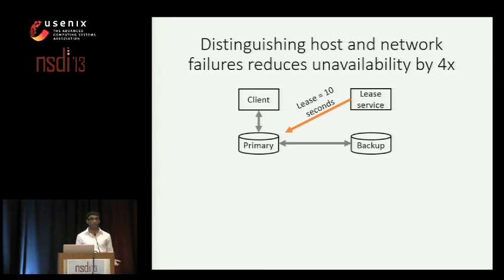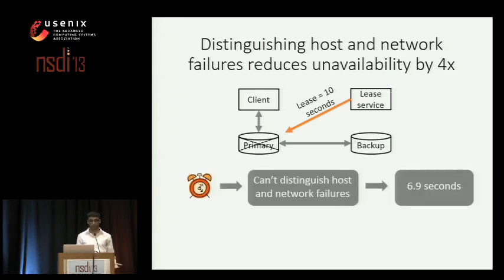We configured the lease service to give 10-second leases, which is pretty realistic. Even Google's Spanner uses 10-second leases. Then we injected a segmentation fault at the primary at a time chosen randomly into the experiment and measured the system downtime as seen by the client.